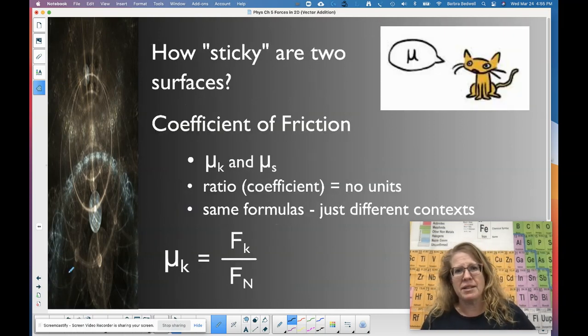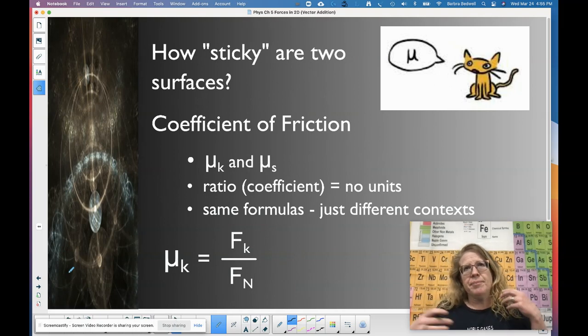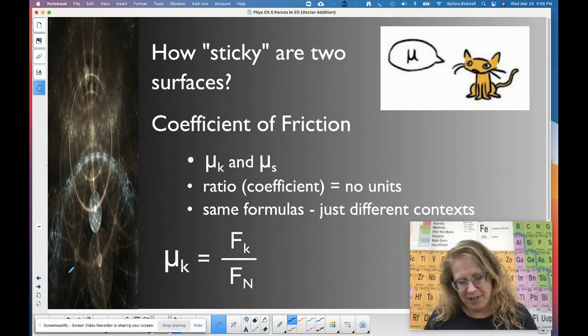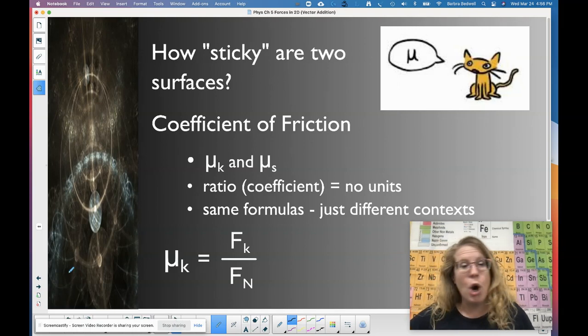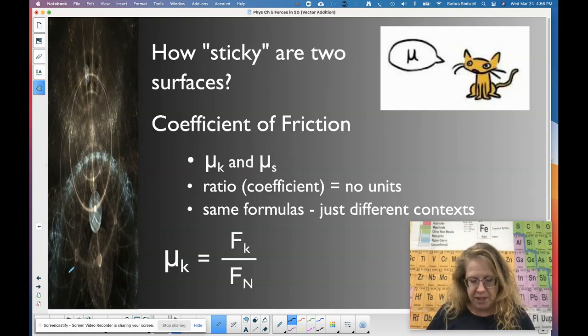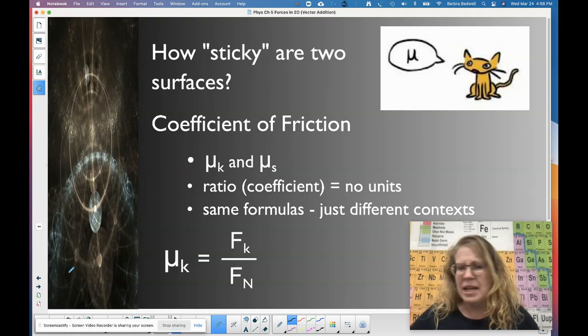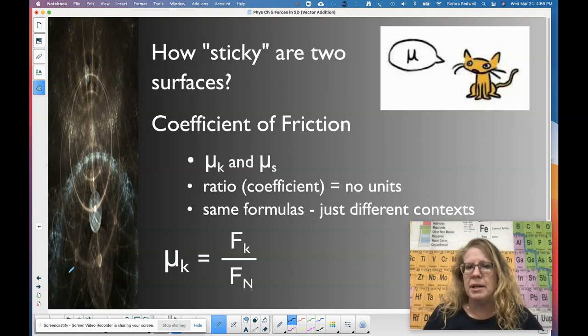So with these two things, we can quantify this stickiness, right? This is called the coefficient of friction. Now, the coefficient of friction is a ratio between two surfaces. Because it's a ratio, it doesn't have any units. We wouldn't say that it's grams or something along those lines. It's just a number. So keep that in mind.